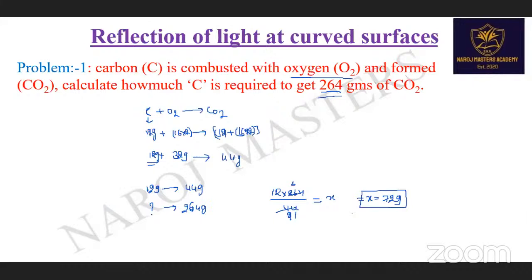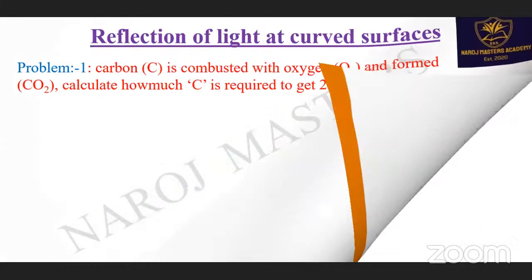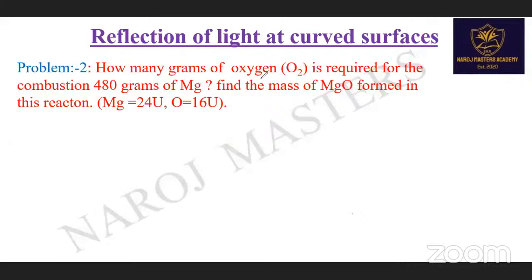Look at the next problem. How many grams of oxygen is required for the combustion of 480 grams of magnesium? Find the mass of magnesium oxide formed in this reaction. So basically to convert magnesium into magnesium oxide, first make the reaction between magnesium and oxygen. It gives rise to MgO, magnesium oxide. It is not balanced now, so let us balance the chemical equation. If you make 2 plus 2 here, then 2 Mg plus O2 gives rise to 2 MgO.